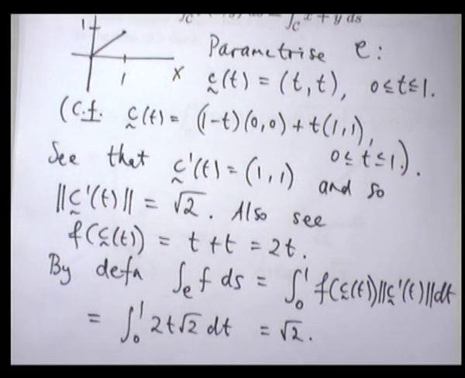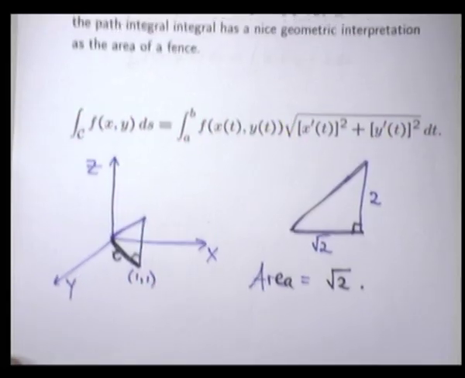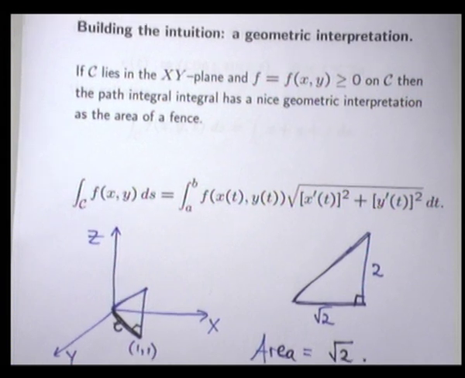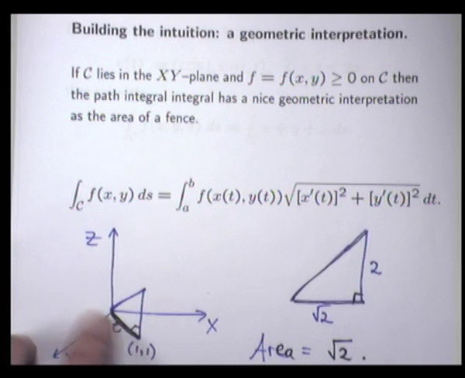Any other questions for that example? Okay. So, like I said before, for functions of two variables, you can think of the path integral as the area of a fence, one side of a fence. We demonstrated this with the triangle. Now, of course, this has a straight base. It's much more interesting when you have a curvy base here, right?